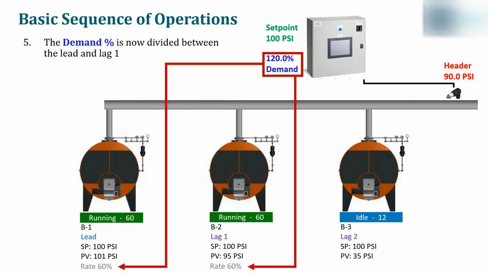The demand percentage is actually now divided between the lead and the lag 1 boiler. So we had 120% demand. It's now going to be split between boiler 1 and boiler 2. And there are different settings that determine how this is split up, but the most common situation is called parallel modulation. And this is where the demand is simply divided evenly between boilers. So we have 120% demand, which means we have a firing rate of 60% at boiler 1 and 60% at boiler 2.